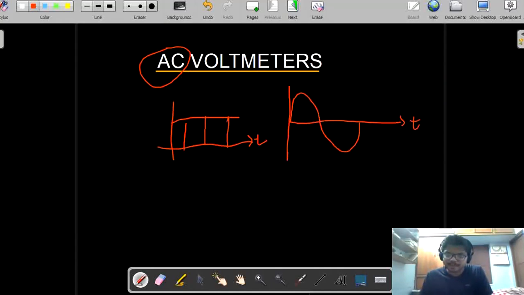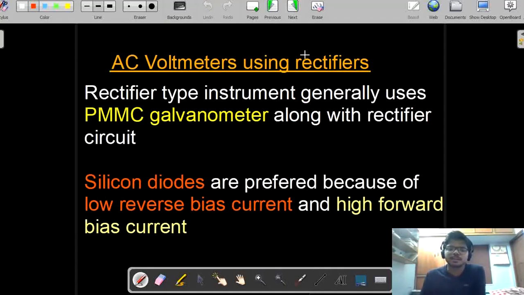Suppose here my value is 0, here my value is a peak value, and here it is a peak but a negative value, such that for different time instants we have different values. It is called an AC signal. Now we are going to study what will happen if these types of signals are applied to voltmeters. It is called an AC voltmeter. For AC voltmeters we generally use the concept of rectifiers. A rectifier type instrument generally uses a PMMC galvanometer along with a rectifier circuit.